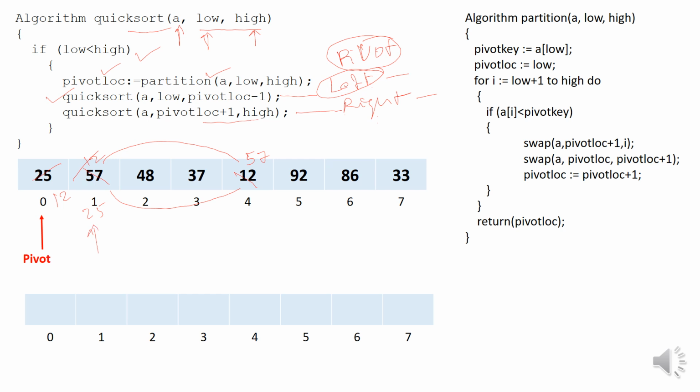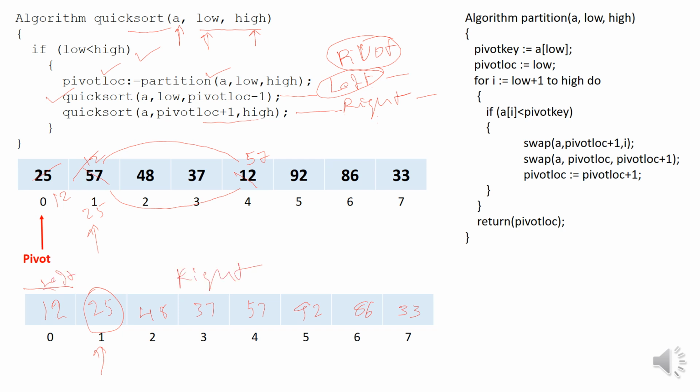Now the array contains 12, 25, 48, 37, 57, 92, 86, 33. 25 is now the pivot location. It is fixed in its proper position by dividing the array into two subarrays, left subarray and right subarray.